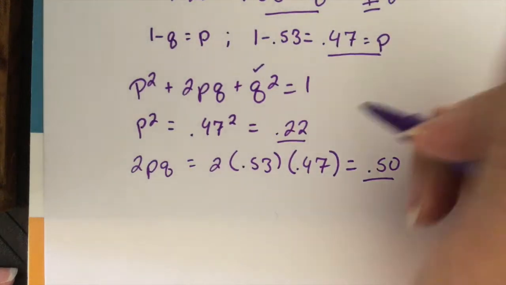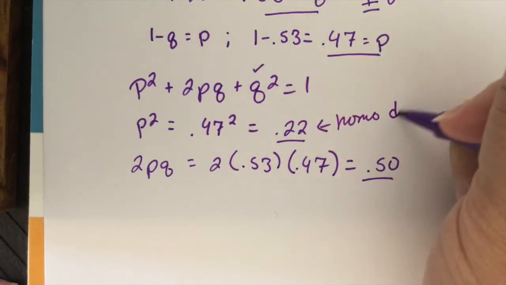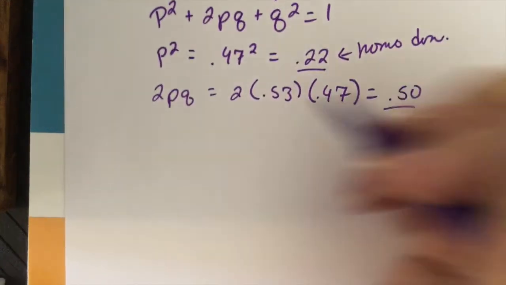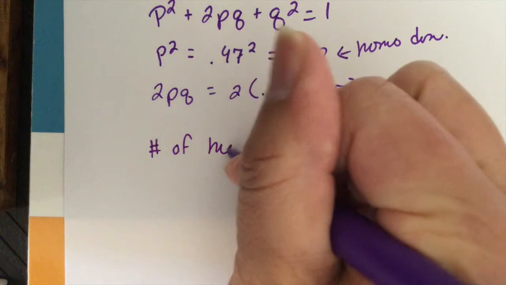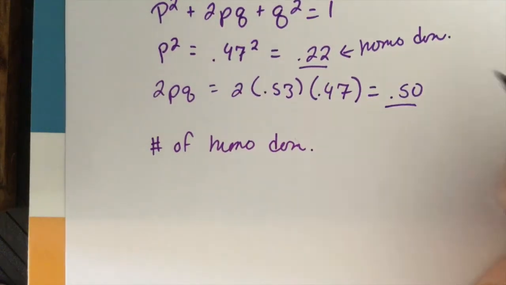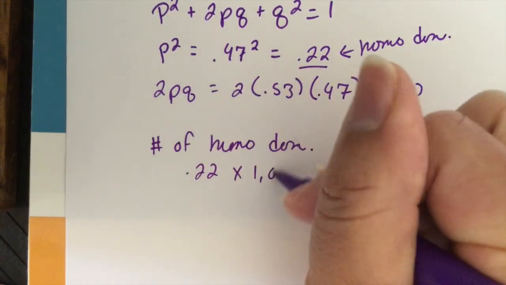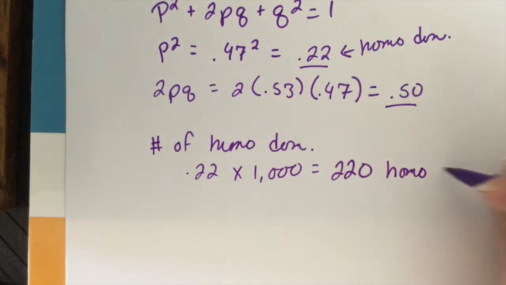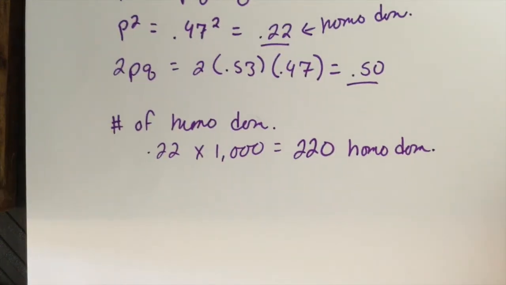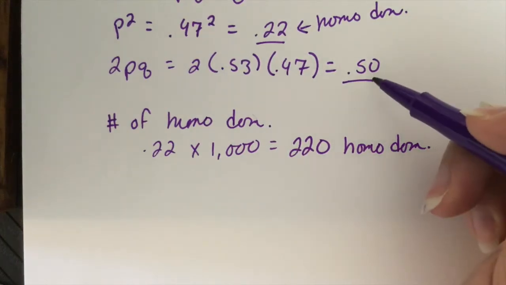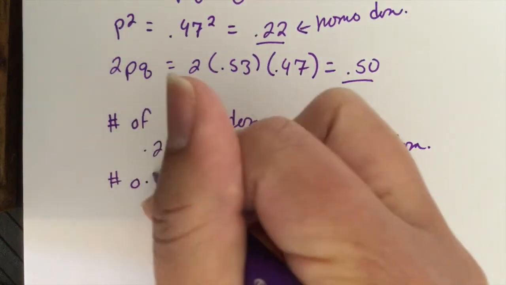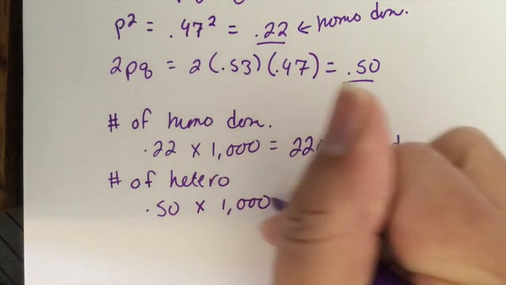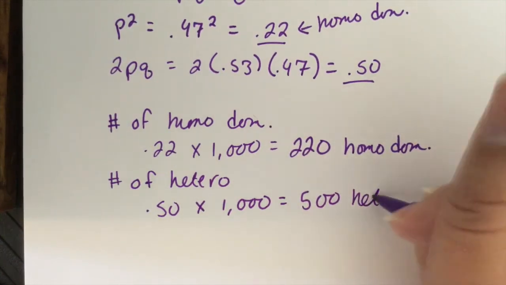So what I need to do is take these frequencies and multiply them by 1,000. For my homozygous dominant, which is right here, I know that there are 1,000 individuals in the population, so I'm just going to take this number and multiply it by 1,000. Sorry for my handwriting. So I'm going to take 0.22 times 1,000. I should get 220 individuals that are homozygous dominant according to my equation. On the opposite of that, I also need to do my heterozygous, so 0.5 times 1,000, and I'm going to get 500 heterozygous individuals.